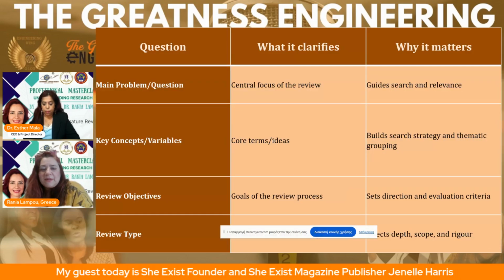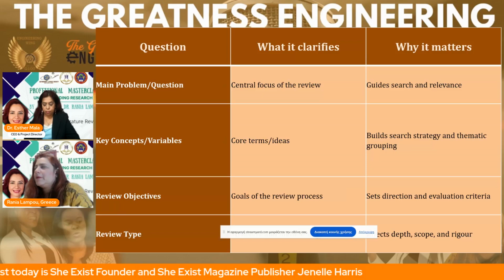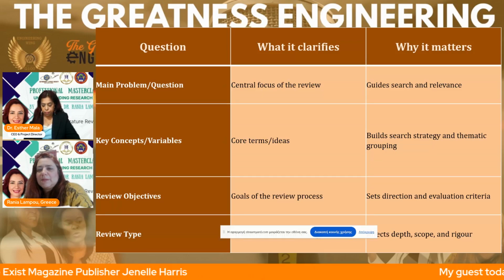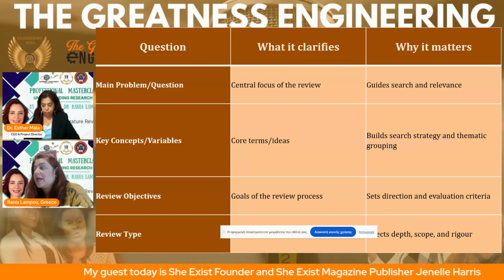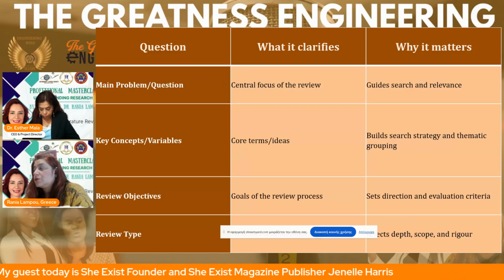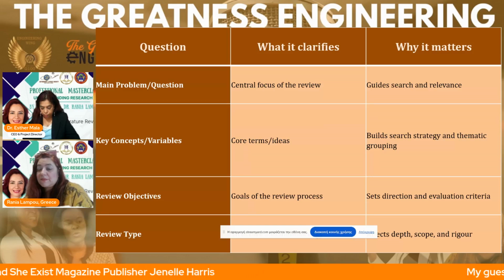So here you can see the main problem, the central focus of the review, and why it matters, because it guides the search. The core themes build the search strategy. The objectives, the goals, set the direction. The review type we select based on the depth, the scope, and the rigor.